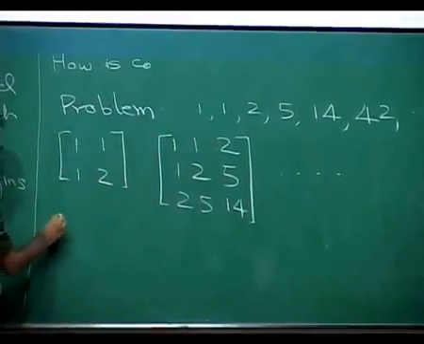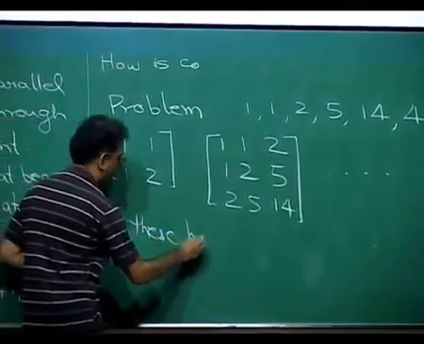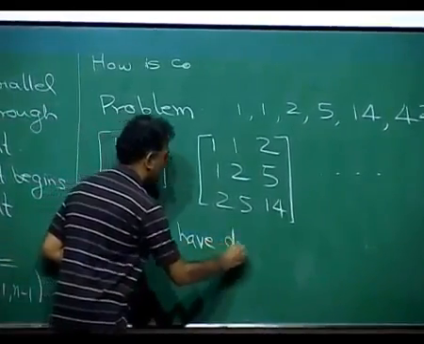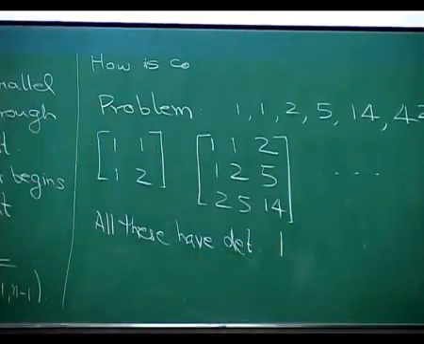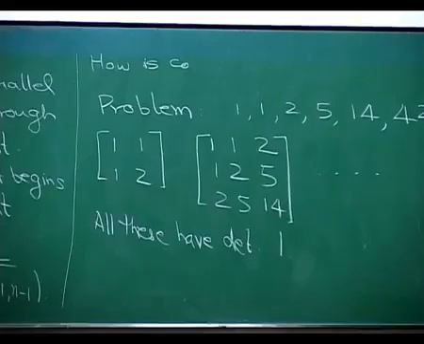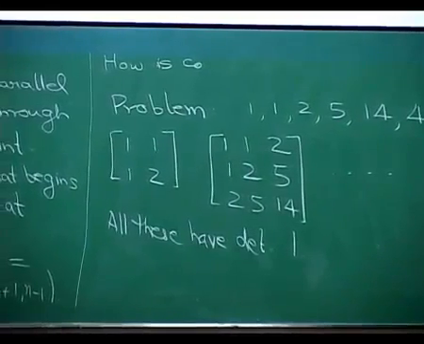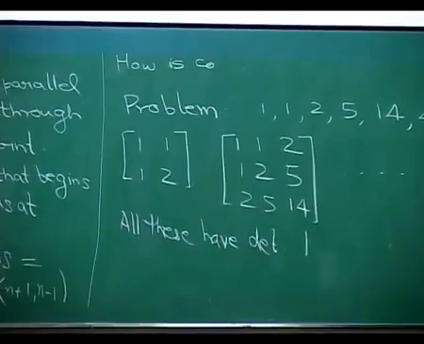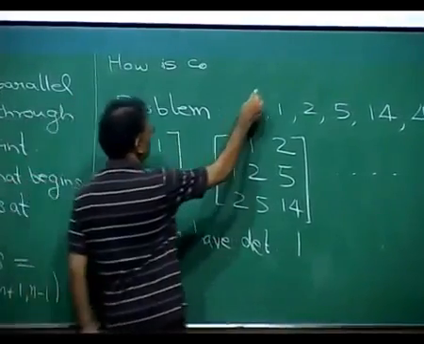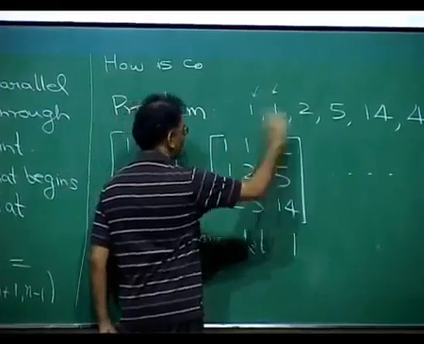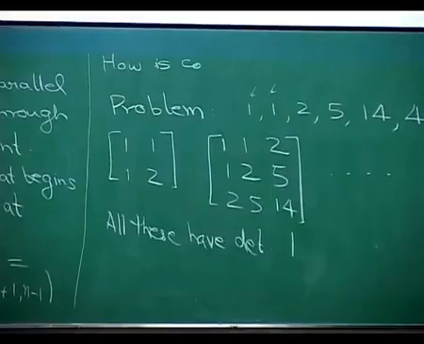And the problem is, all these matrices have determinant 1. It's quite amazing. You calculate the determinant of any of these matrices, all of these have determinant 1. And in fact, that's almost a characterization of that sequence uniquely, provided you set the first 2 to be 1, and then if you have any sequence which satisfies this condition, it must be only this Catalan sequence.